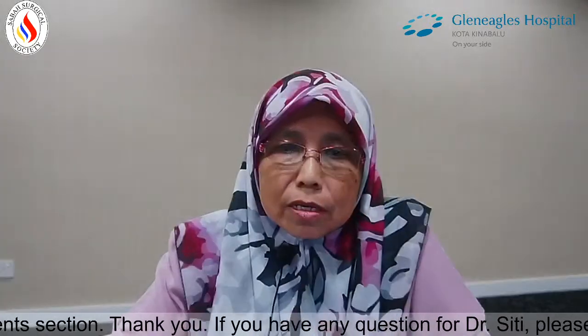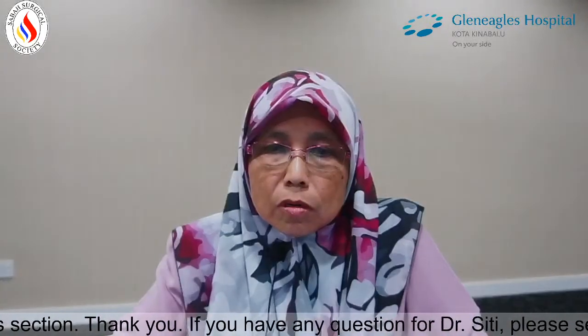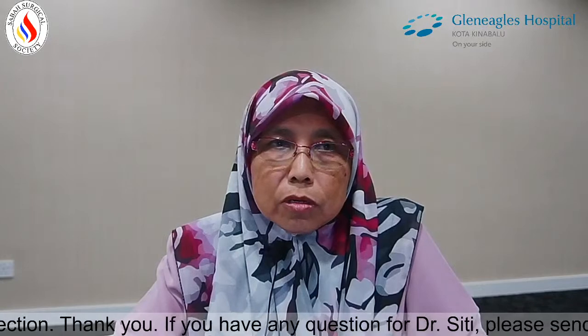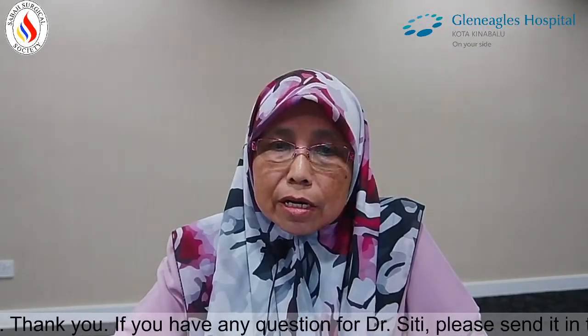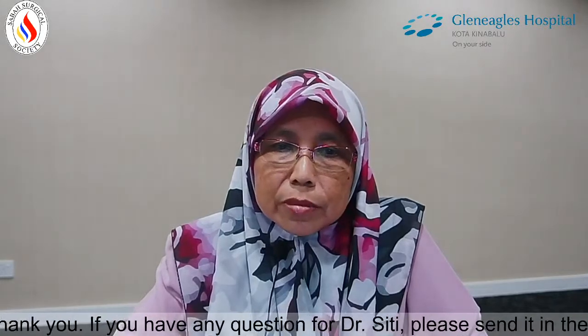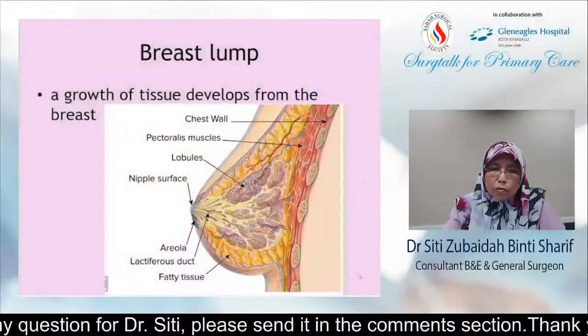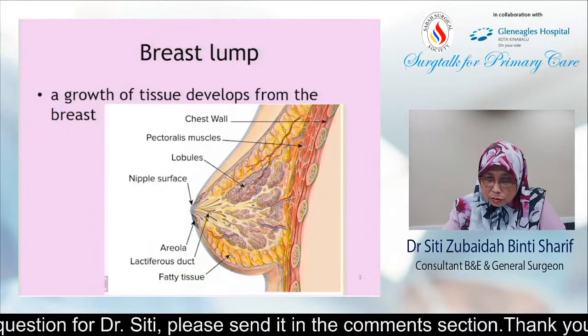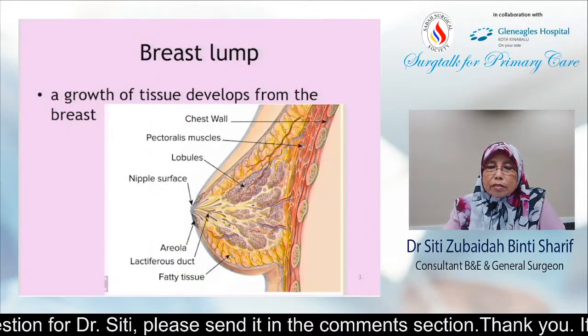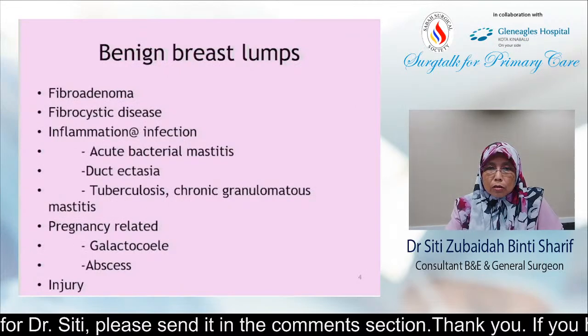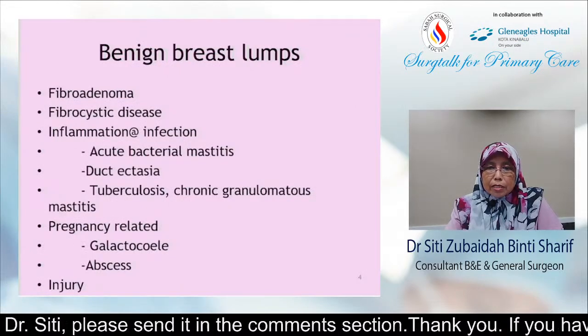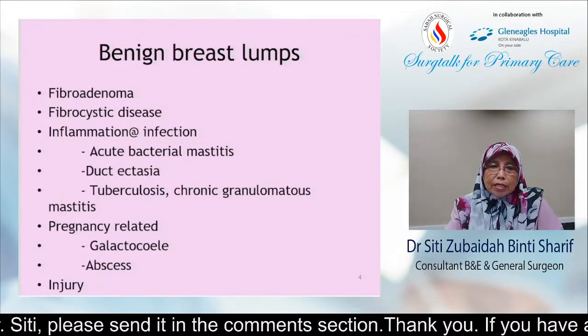Okay, first we start with breast lump. Why is it important? It is because most of our breast cancer patients come with a breast lump. A breast lump is a growth of tissue that develops from the breast, either from the lobules, ducts, or the fatty tissue. A breast lump can be either benign or malignant.